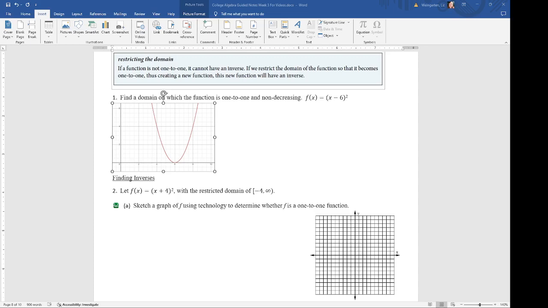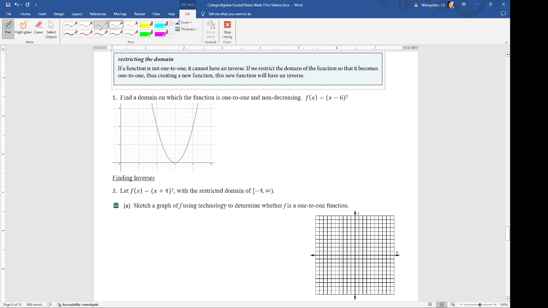In problem 1, we're asked to find the domain on which the function is one-to-one and non-decreasing for f of x equals (x minus 6) squared. Now, as we can see, this graph does not pass the horizontal line test and is therefore not one-to-one. So we have to restrict the domain, and they only want to include the domain when the function is increasing. The function is increasing or is not decreasing starting at x equals 6. So our restricted domain is going to be from 6 to infinity.